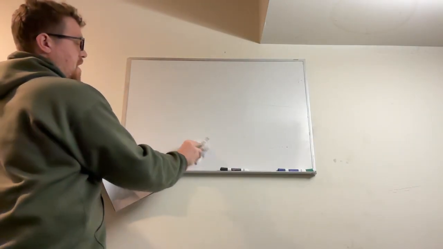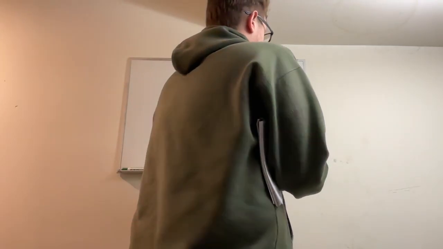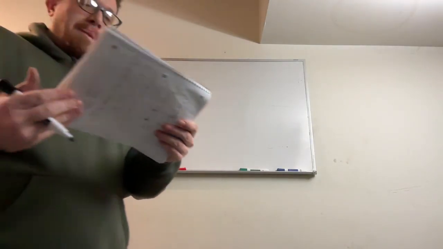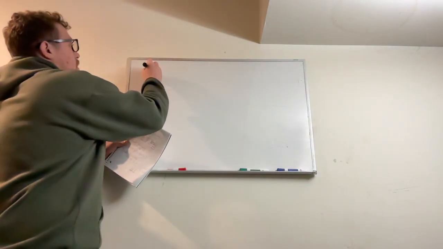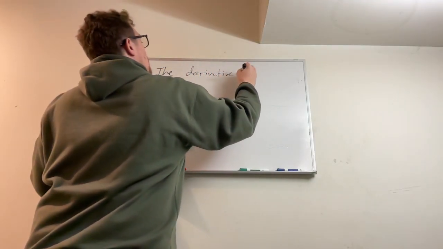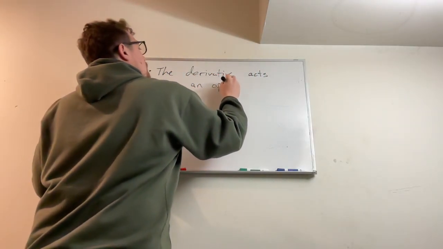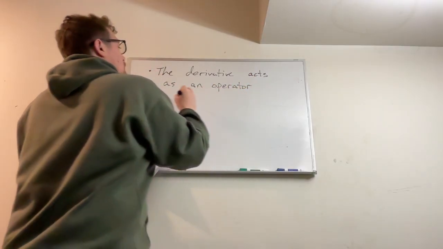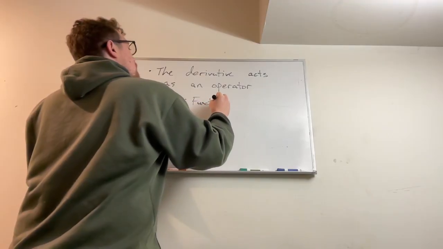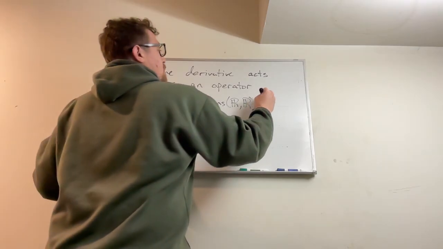Maybe I'll switch to black marker here. Okay, so just the first point, the derivative acts as an operator and this sends functions from real numbers to real numbers to itself.